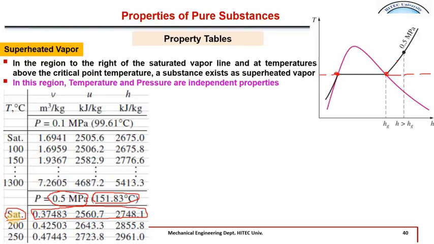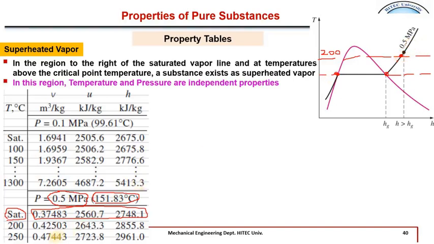And the next is the temperature higher than the saturation temperature. For example, this temperature is 151, so 200 will be somewhere here. So the next value is, for example, for 200 degrees Celsius. This line represents 200 degrees Celsius, and this temperature line is intersecting this pressure line here in the superheated region.